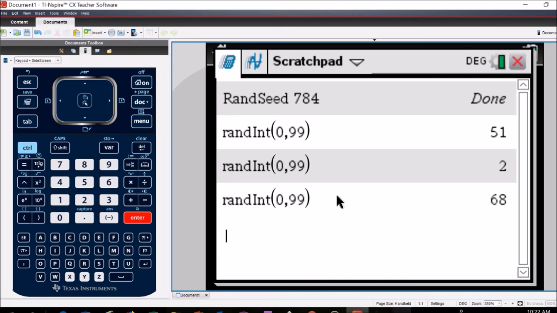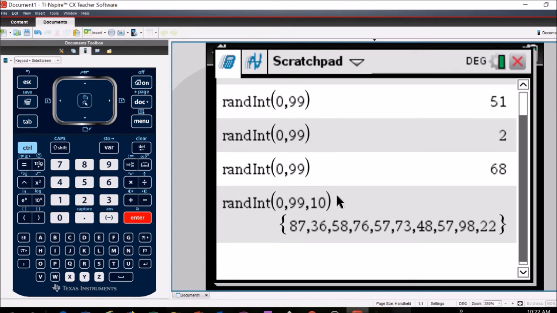I'm just hitting enter over and over and over. But you actually can tell your calculator to spit out 10 numbers at once. So what you do is you just add a third number. The first two numbers are telling the calculator the range that you want, saying, I want numbers from 0 to 99. If you add another number, you're now also telling the calculator how many numbers you want it to spit out. So check it out. There's 10 random numbers.